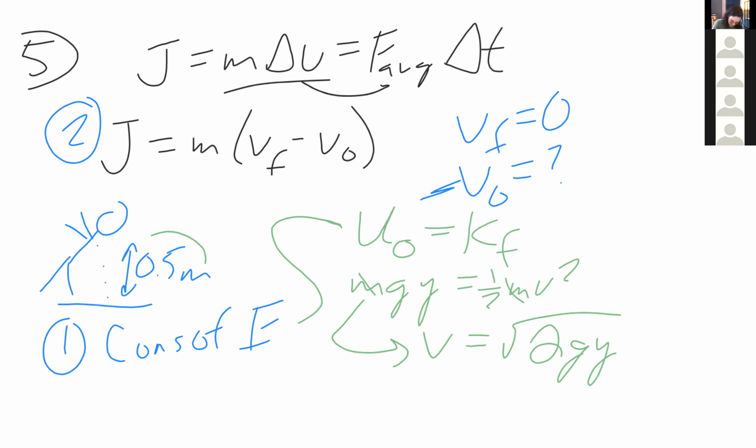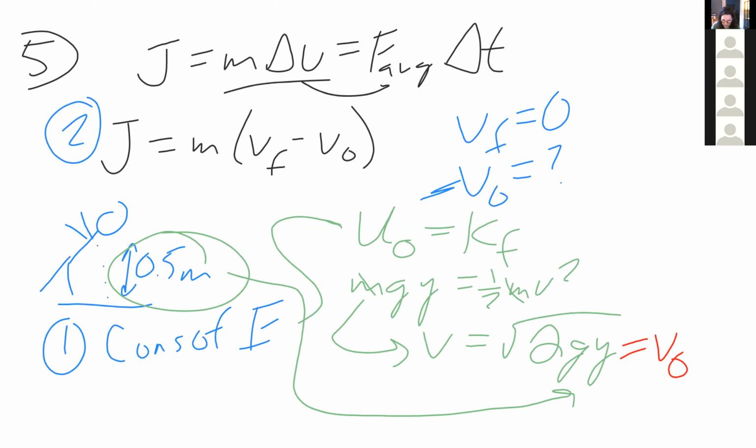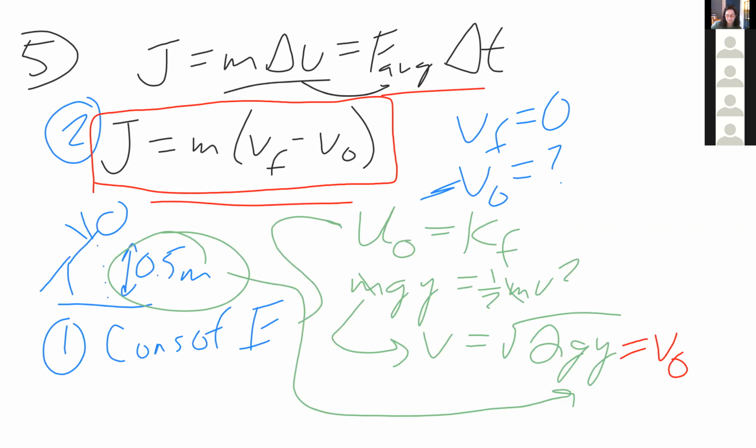Cool. They give me my y right here. I know that g is 9.8. I plug those in. That will be my v. And then, of course, this is going to be your v initial. Once you have this v initial, then we can go to part 2 and evaluate the impulse directly. And then for question B, we just need to relate this impulse to the average force.